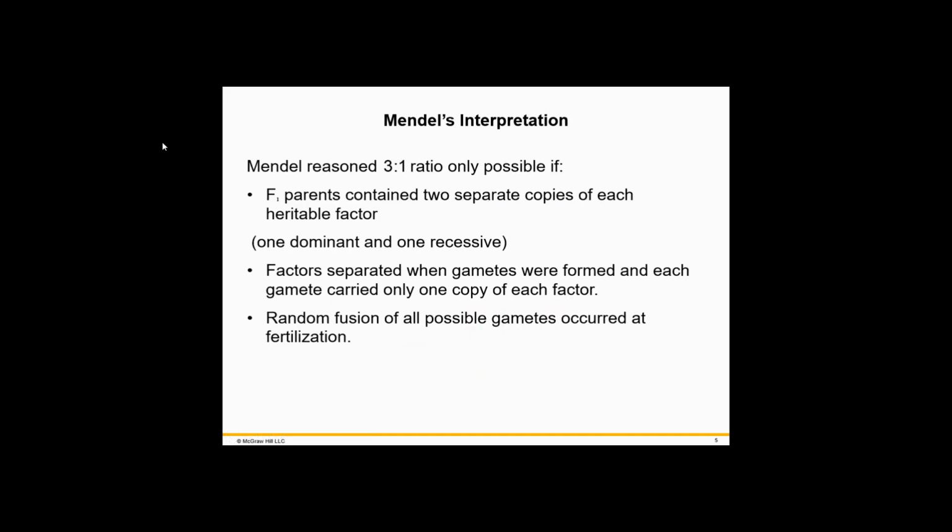So Mendel reasoned that there was a 3-to-1 ratio that was possible only if your F1, your first generation parents, contained two separate copies of heritable factors. One had to be dominant and one had to be recessive. So factors that separated when gametes were formed, and then each gamete carried only one copy of each factor.